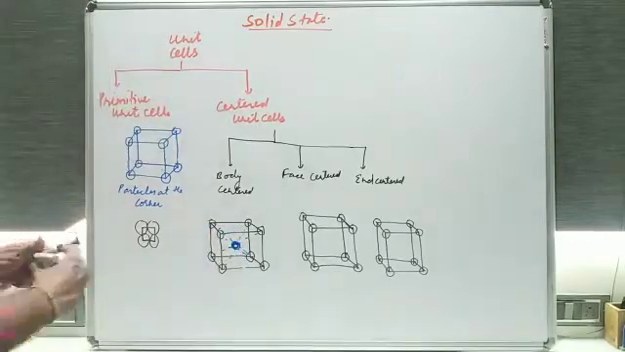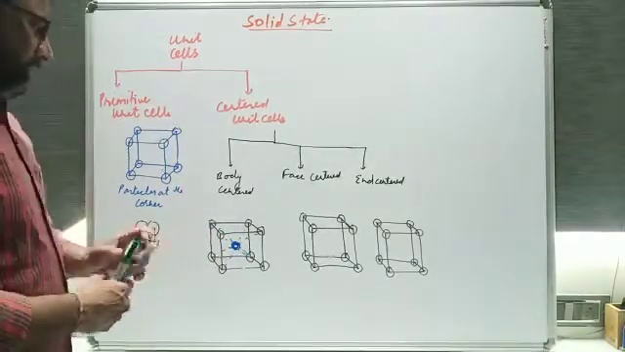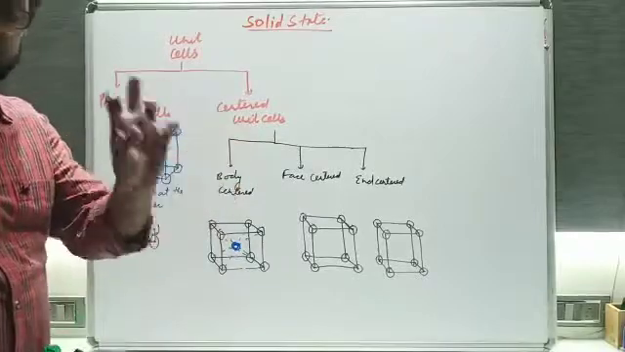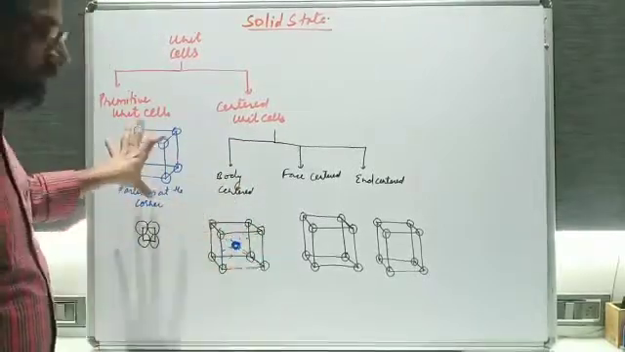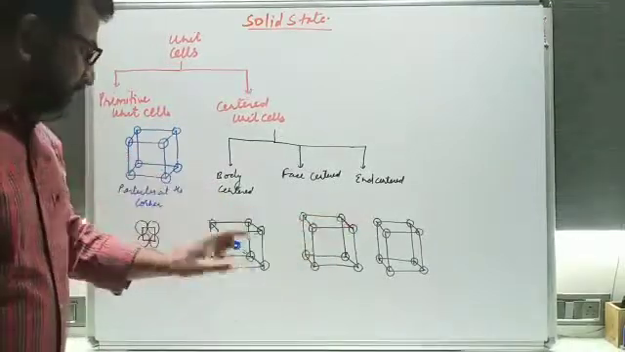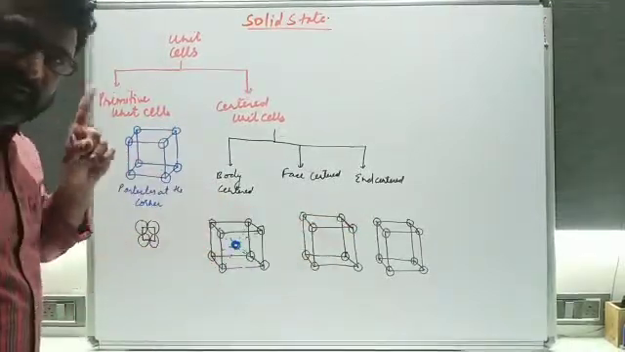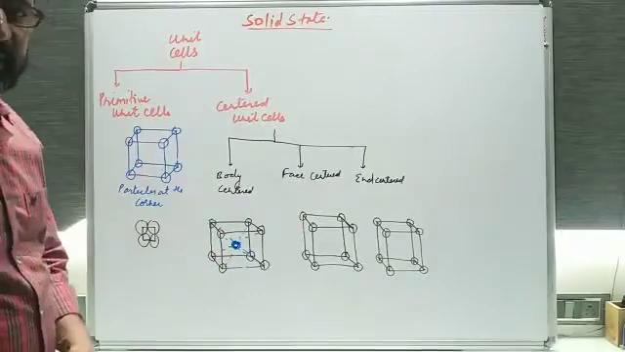So in this case you will see that suppose there is a cube, and at the center of the cube one particle is present, and 8 particles are at the corners. Is it fine? So the primitive cell will be there in all the cases, but one extra particle will be there which will be at the center of the body. That's why it is called a body centered cubic unit cell.